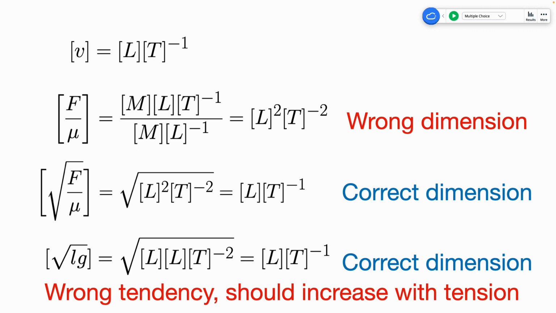It might describe the speed of something, but it's not string wave. And for the second one, indeed, if the tension is higher, then the speed increases. So in this case, you know that the second one might be the correct answer. You can be off by a factor of 2 or 3, but at least the dimension and tendency all make sense. So that's what I'm trying to train you in the first part of the class. Okay? Any question?